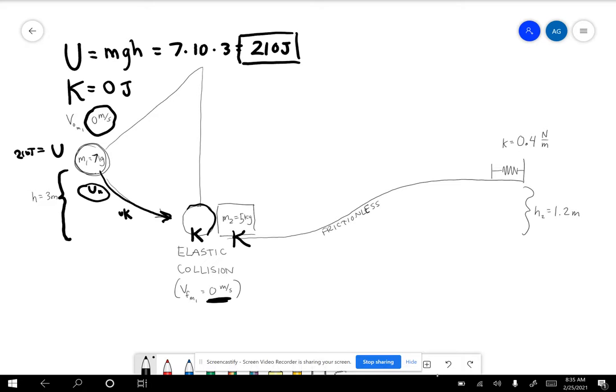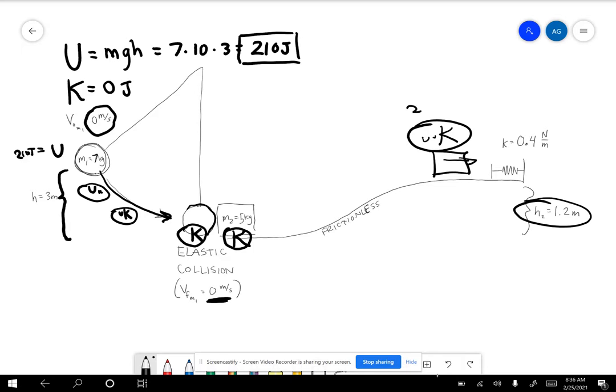So collectively, we're going to have 210 joules there, 210 joules there, 210 joules there, 210 joules there. When the block gets up here, it's going to be traveling with a velocity. It will have K, but it will also have a little bit of U because it's up in the air. And that collectively is 210 joules. And when it compresses the spring, it will have spring potential and gravitational potential, but it won't have any kinetic energy because it'll be stopped.